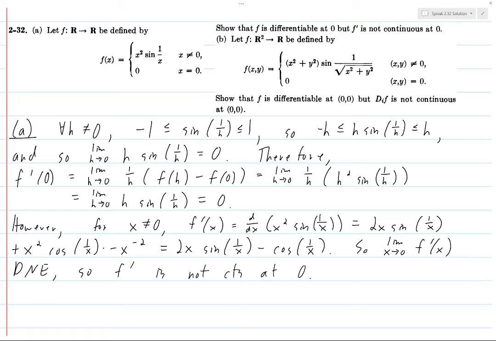Alright, so we have this. And now we do part B, which is essentially the same function. It's like if you took the norm of the vector xy and plugged it into the function f from part A, and that's essentially what f in part B is. Okay.